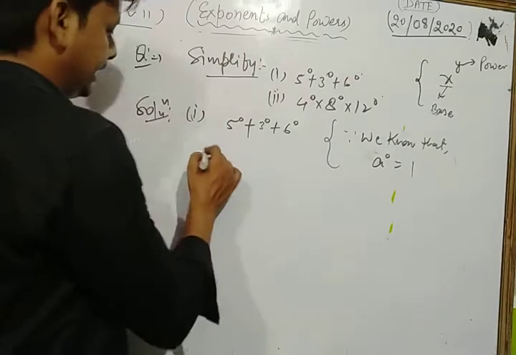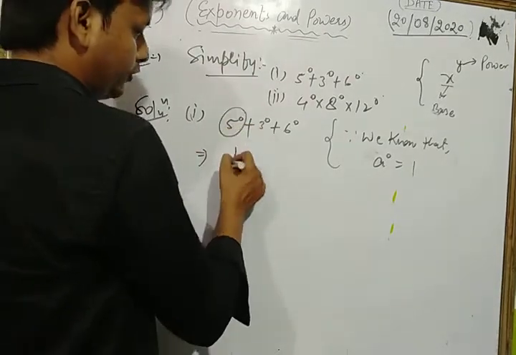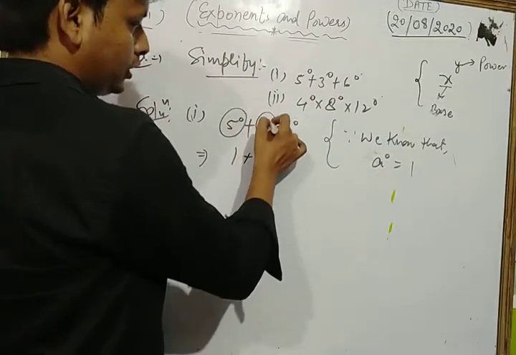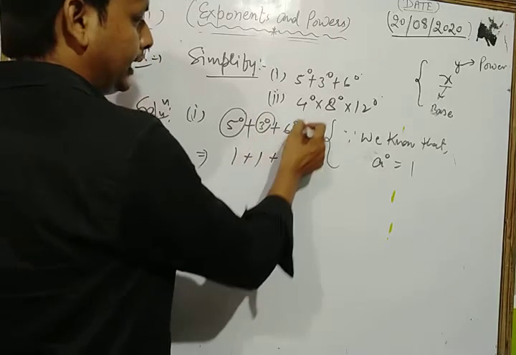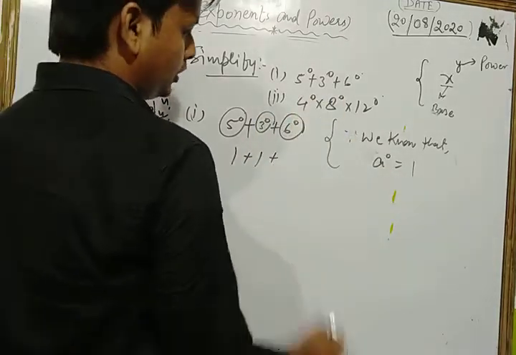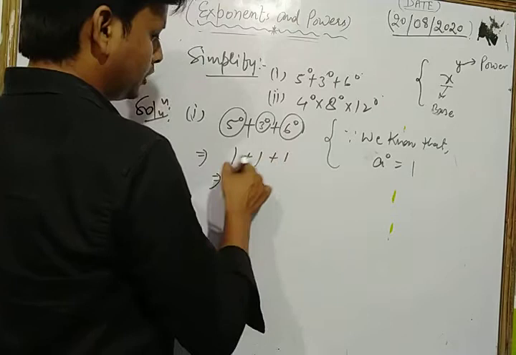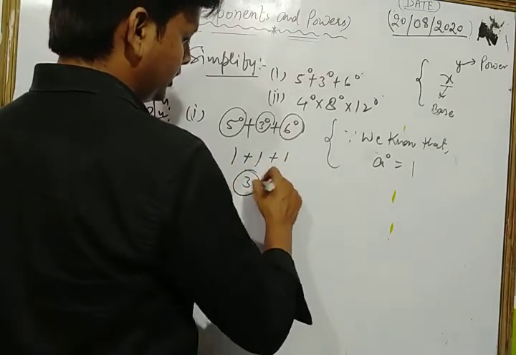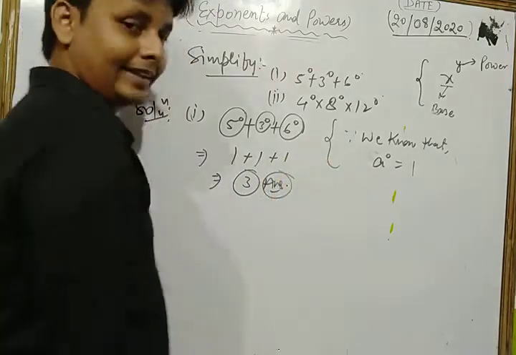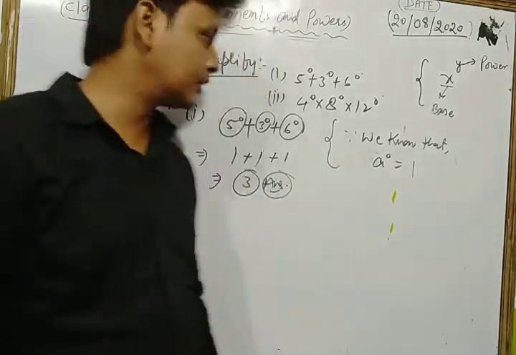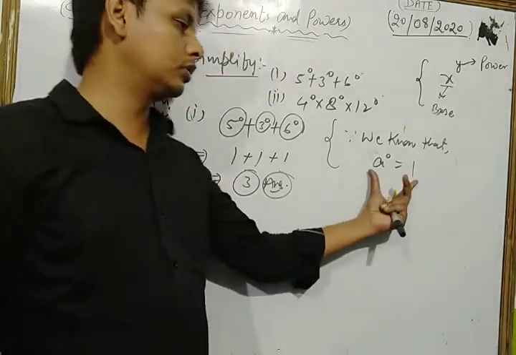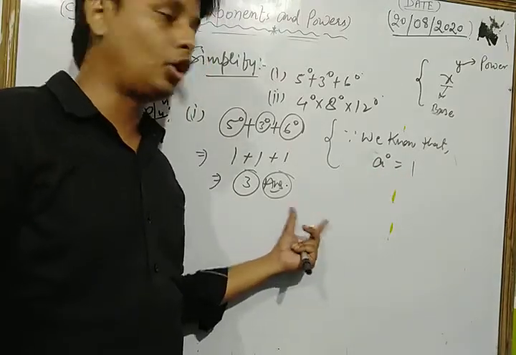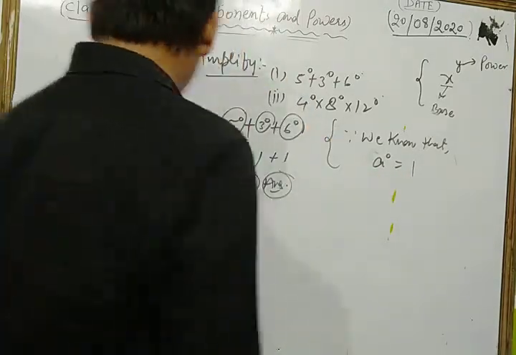So here we write what? The value of 5 to the power 0 is 1. The value of 3 to the power 0 is also equal to 1. And the value of 6 to the power 0 is also equal to 1. So we have 1, 1, 1, which makes 3. So this is our answer. Okay, dear students. So you can solve all the questions based on this concept in this way. Now we take the second part of this question.